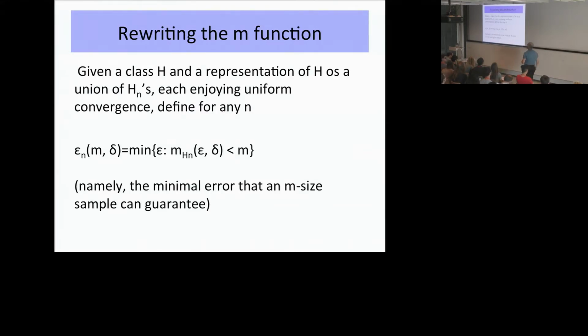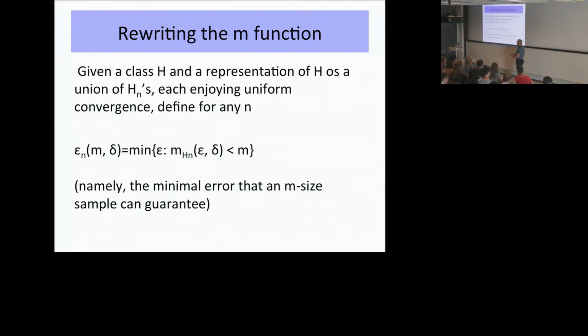So now we define, and this is kind of a technical definition, epsilon n of m and delta as the best epsilon that I can get with m examples in the class Hn. So it's getting a bit too technical. If you don't follow now, it's not the end of the world. I will wake you up and tell you this is important now, follow, okay? So now I'm just reversing. Usually I did m of epsilon and delta, and here I'm looking at epsilon of m and delta.